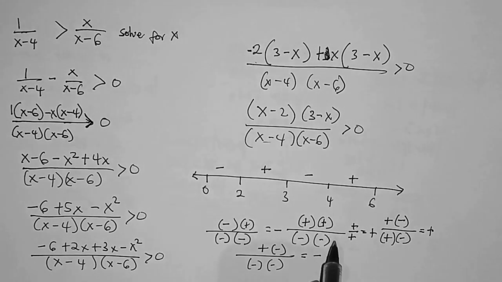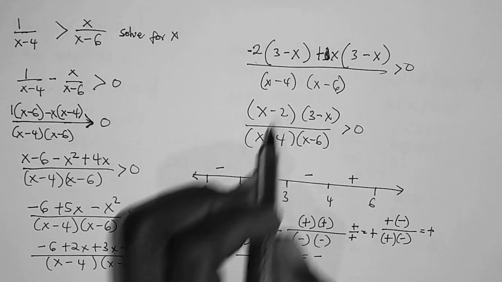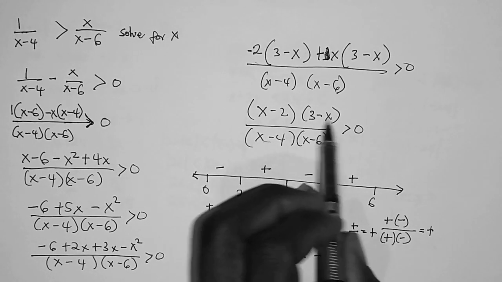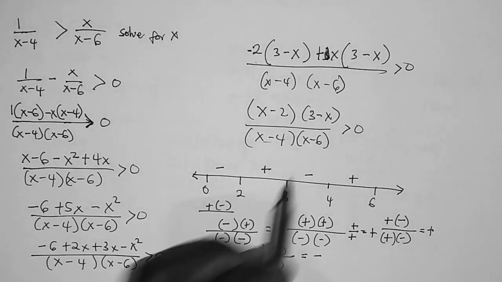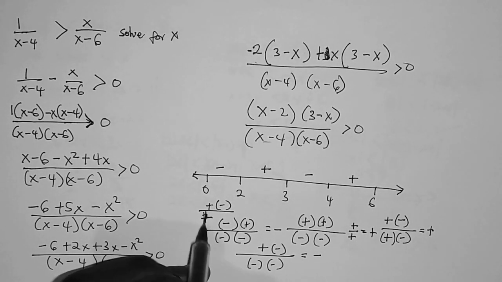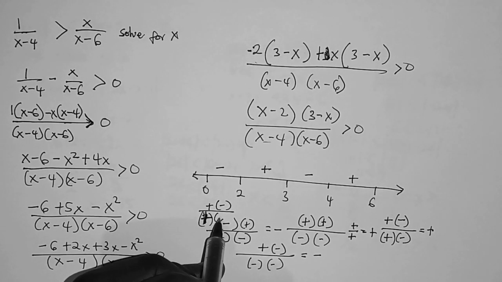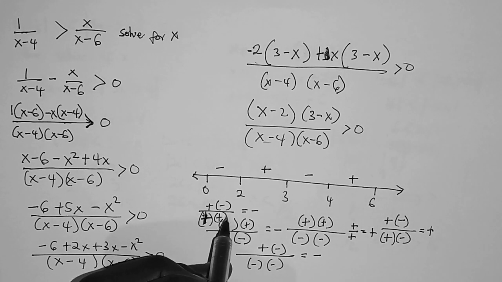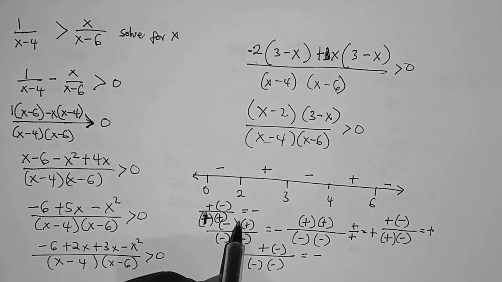Let's check regions greater than 6. For example, 7. 7 minus 2 is a positive number. And then 3 minus 7 is a negative number, divided by 7 minus 4 which is a positive number. And then 7 minus 6 is also a positive number. So at the end of the day, you are going to get a negative number. So regions greater than 6 is not a required solution.